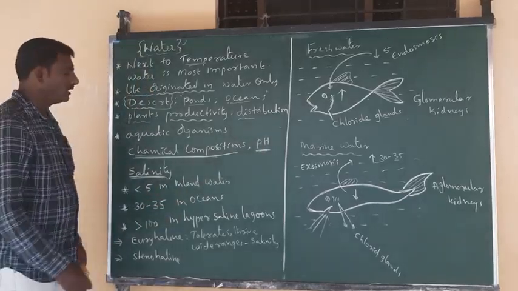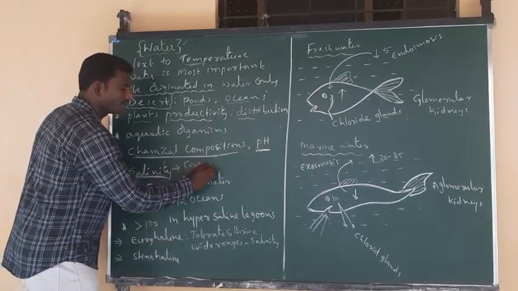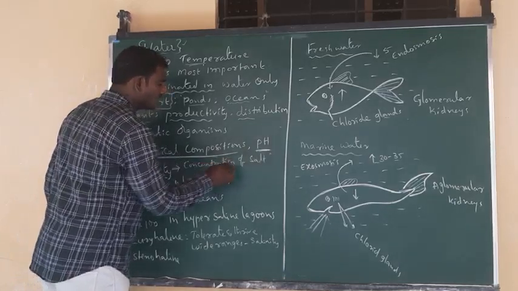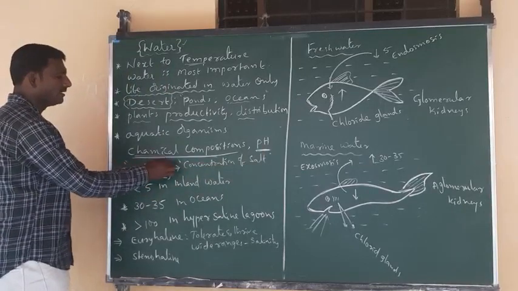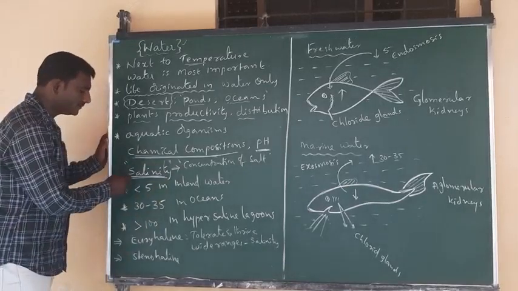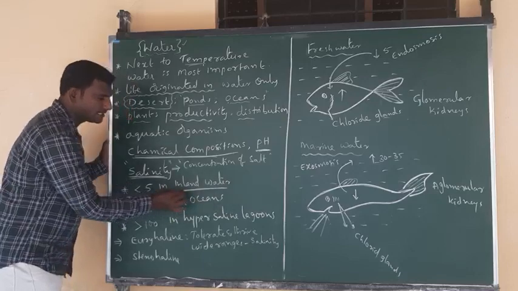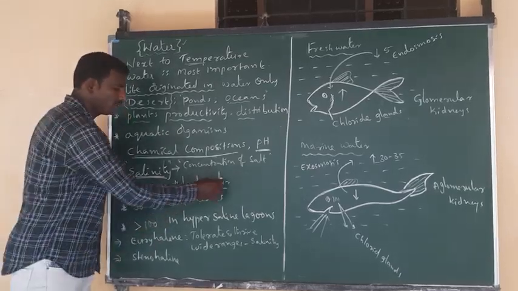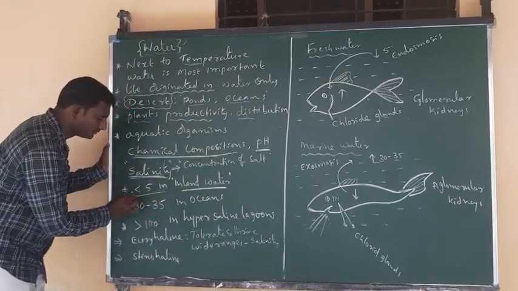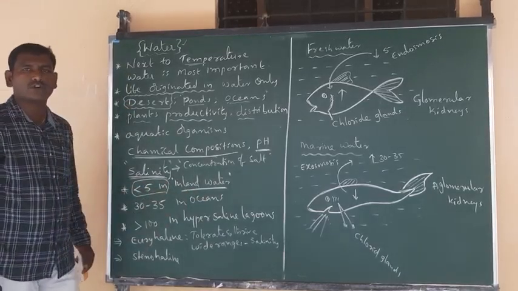Now, the problems are because of the chemical composition of the water, along with the pH of the water and the salinity of the water. Here salinity is nothing but the concentration of salts. So salt concentration is simply called salinity. Different values are given for salinity. The salinity of land water, the water present on land, for example lakes, ponds, etc., is less than 5. So less than 5 salinity is present in inland water bodies.